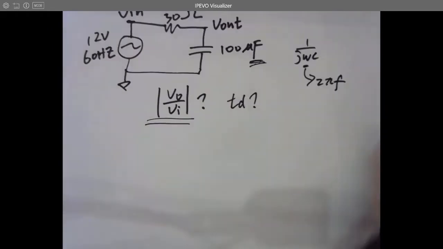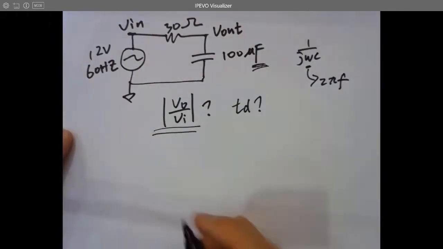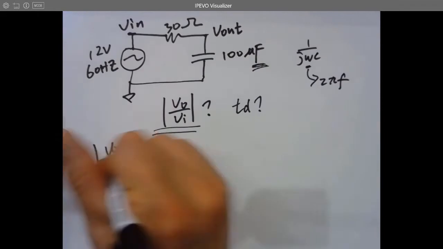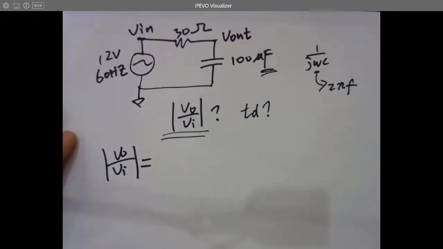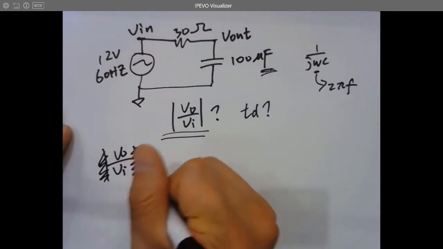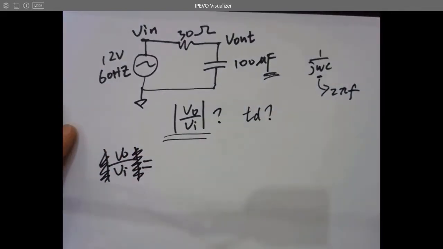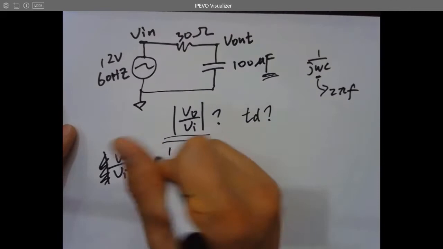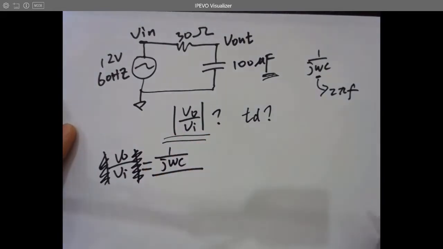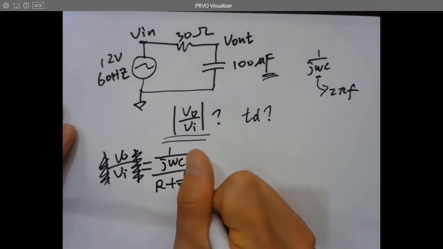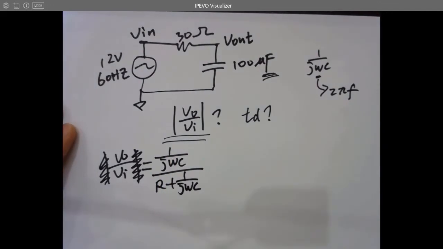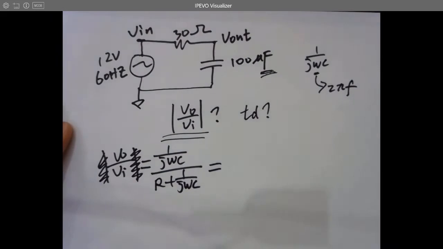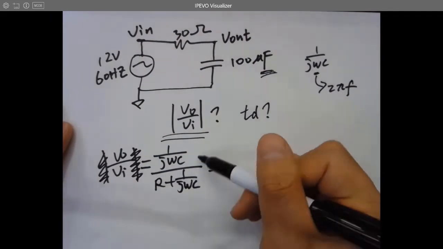And now let me know, is this a voltage divider? Yes. Great. Now, what's the voltage? What's VO over VI? Let's not draw this absolute symbol first for now. What is VO over VI? Just use the impedance of the capacitor divided by the overall impedance. Is that right? And then times j omega C on the top and at the bottom.